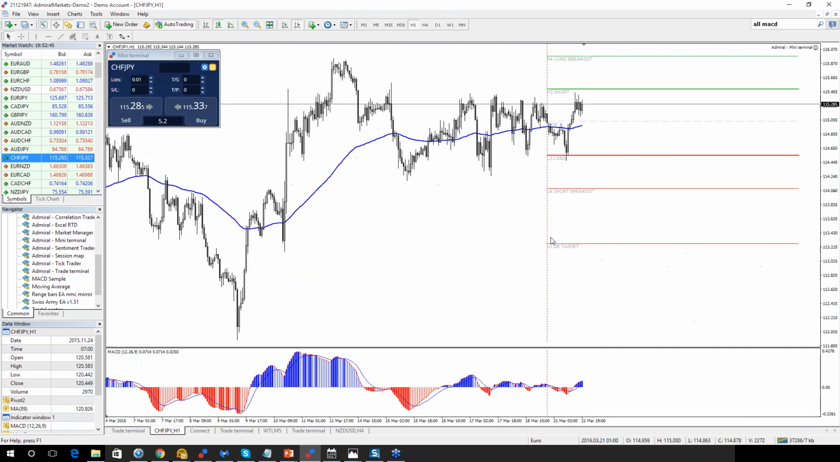Swiss yen. Heavy sideways movement. Not interesting at all. Guys, this is heavy sideways movement.